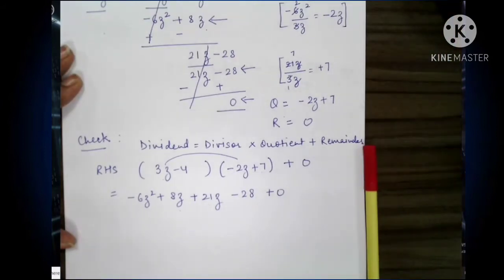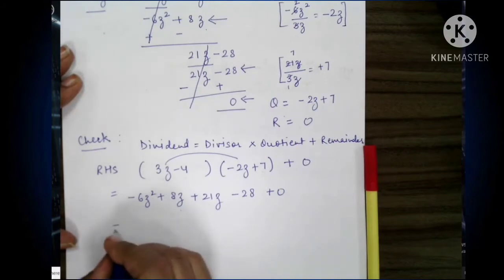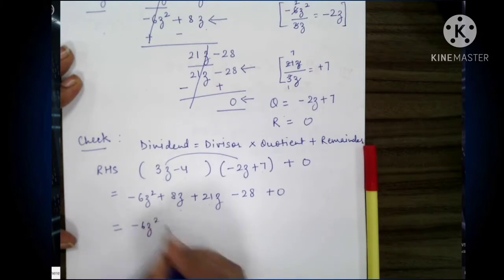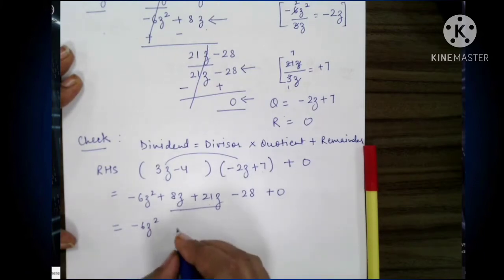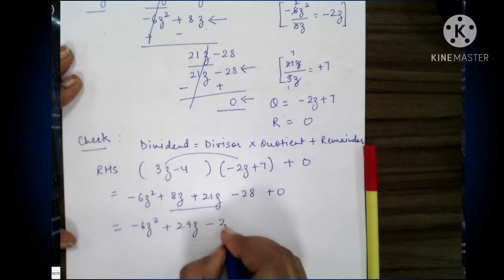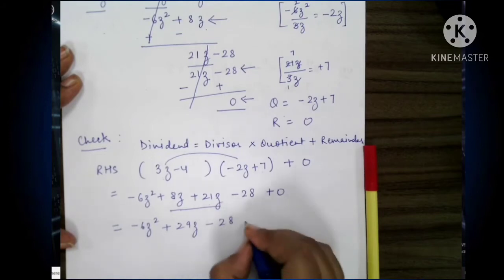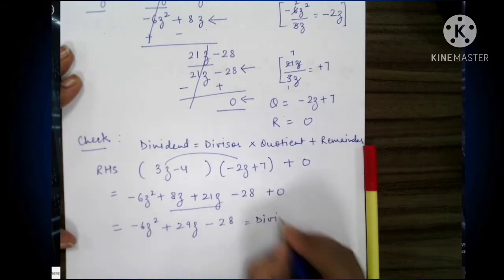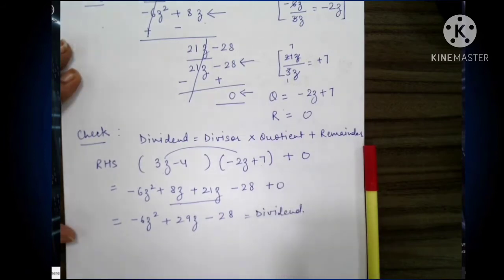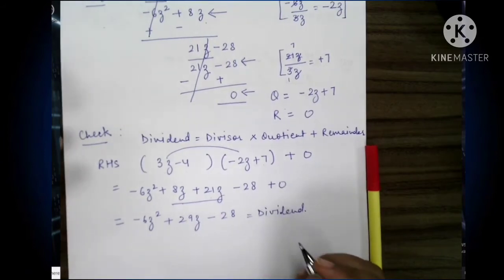So this is equal to our dividend, which we can check. Minus 6z square, then 21z plus 8z, that is 29z, minus 28. Plus 0 is not required. This is equal to the dividend. That means our answer is correct. So in this way we can do the checking.